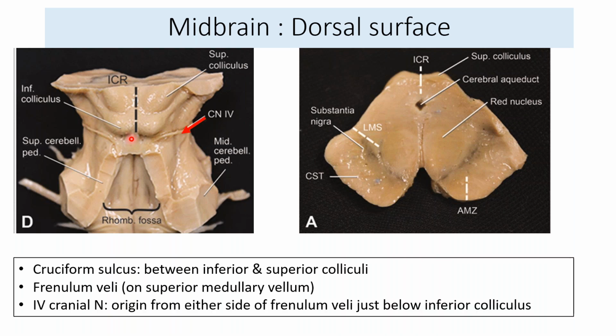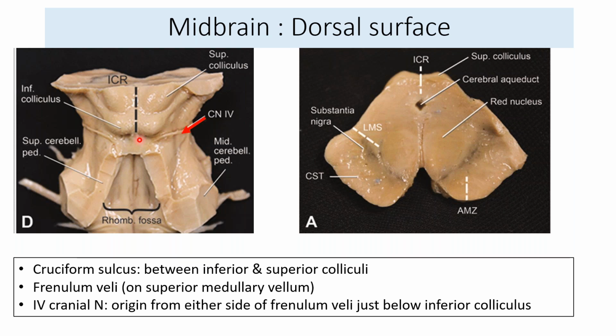This fourth cranial nerve is actually taking its origin from either side of the frenulum veli. This is the area of the frenulum veli. This area, which is the superior medullary velum connecting the two peduncles, is the area over which you have the frenulum veli, which is part of the midbrain. On the lateral aspect of both sides of the frenulum veli, at the level of the inferior colliculus, this is the trochlear nerve which arises.